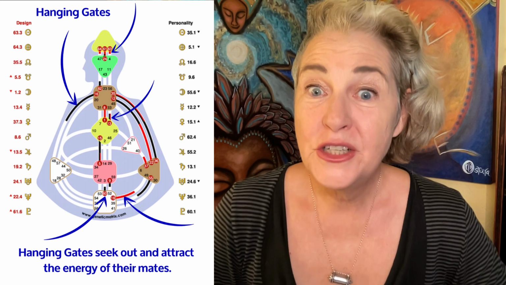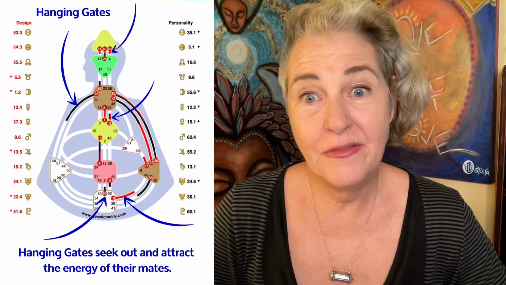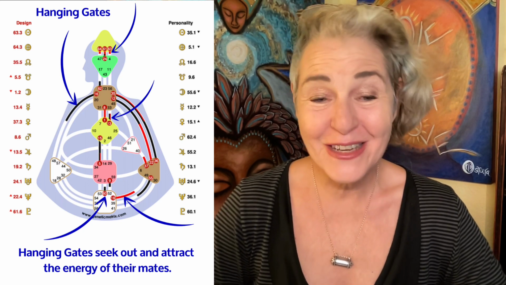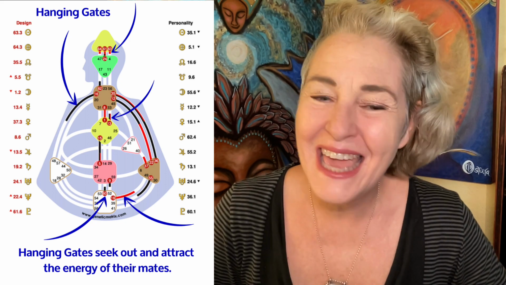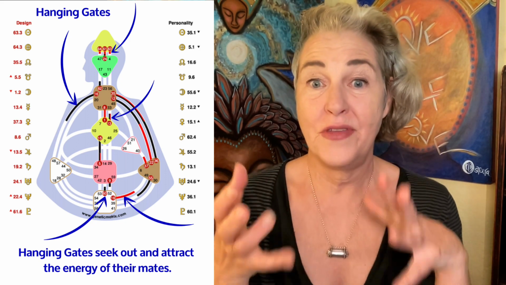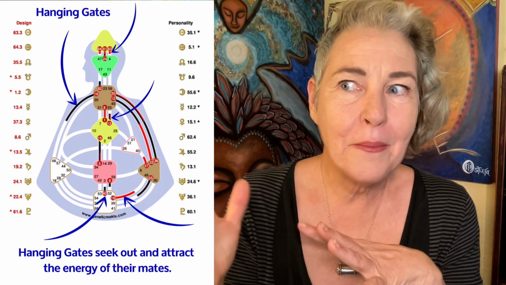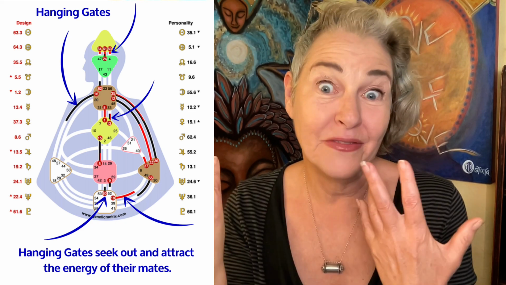But just remember, even though it's white in your chart, you still have that energy and you have experienced it many, many, many different times. And this is super important for us to understand how hanging gates work. If we just go back briefly to this illustration of hanging gates, right? You can see it says here at the bottom, hanging gates seek out and attract the energy of their mates. Not only do they do that, but when they find them, they amplify them.